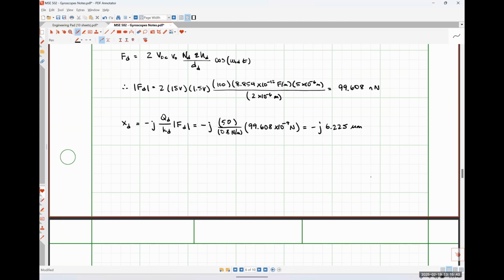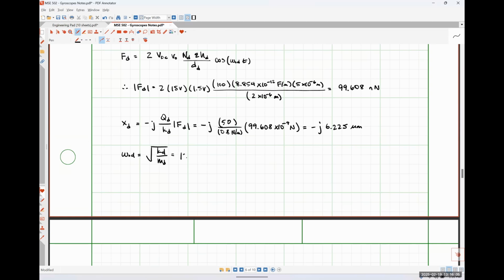Now I'm worried about the rest of these numbers, but it'll be okay. We'll sort it out. So omega naught D, the resonant frequency for our drive mode, would be the square root of KD over MD.